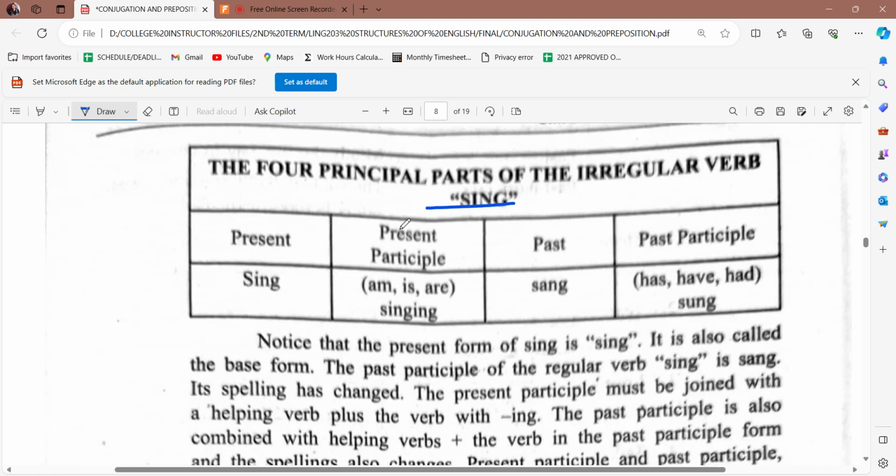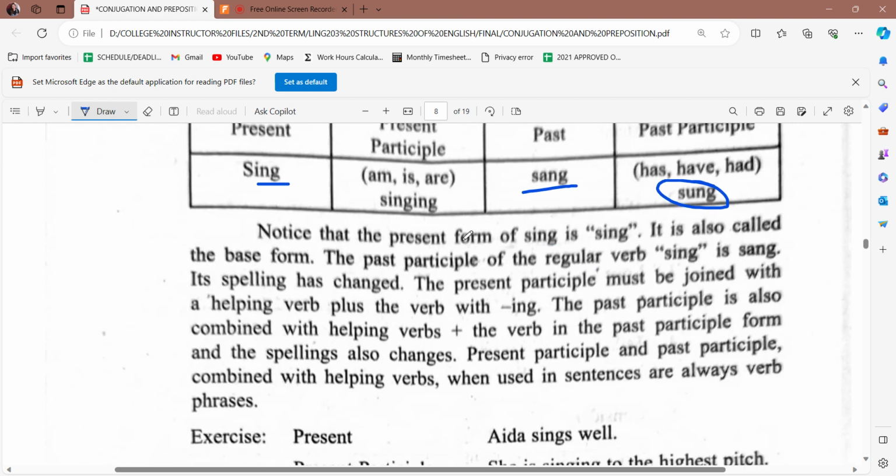So here we have sing. The present form of sing is sing. The present participle is be verb plus verb with ing. Past is sung, and past participle is has, have, had, and sung. Okay, this one is an example of an irregular verb wherein the spelling changes if the tense also changes.